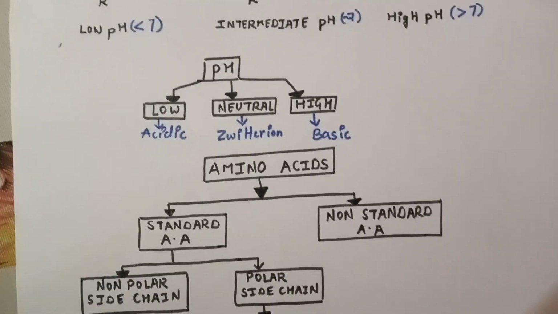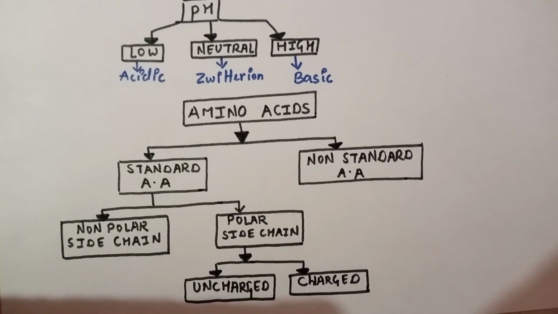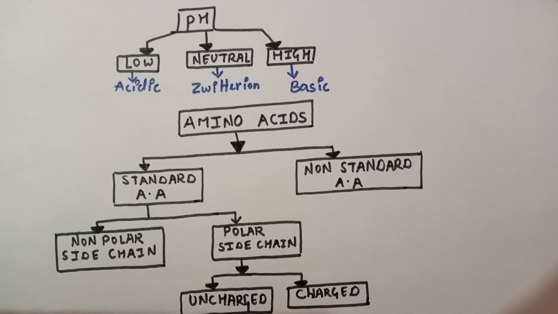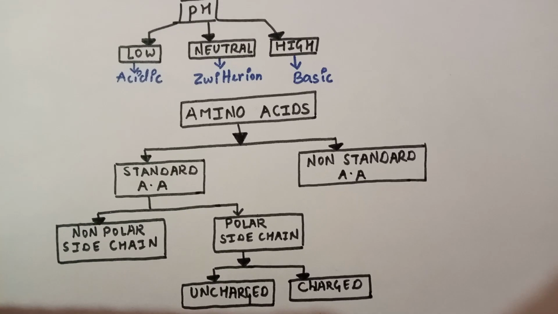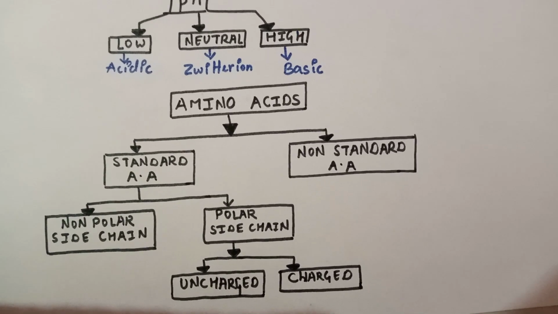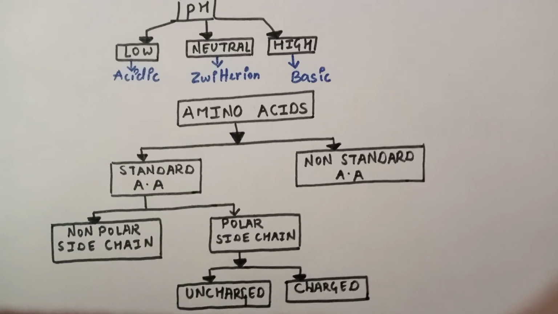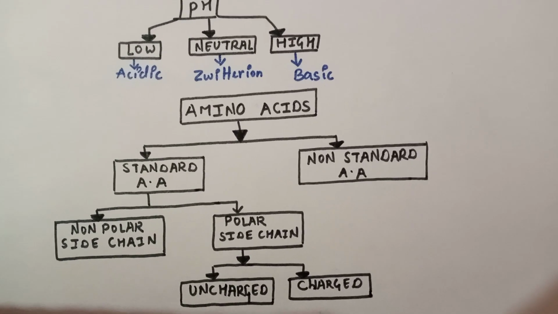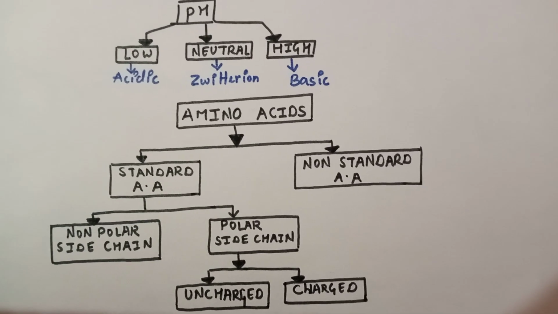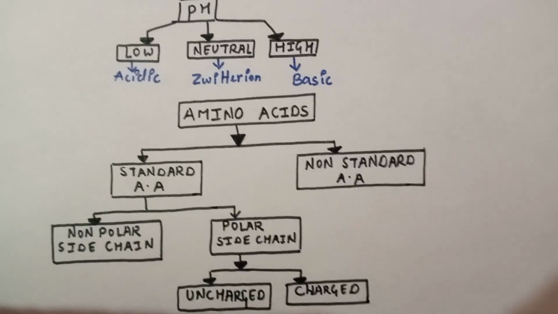Amino acids are of different types: standard amino acid and non-standard amino acid. The standard amino acids are those which are generally incorporated into proteins, and there are only 22 standard amino acids, while non-standard amino acids are present inside the cell but not incorporated into the proteins, so they are called non-standard amino acids.